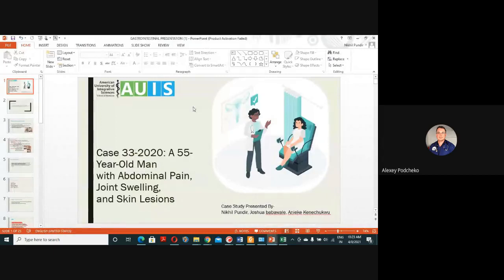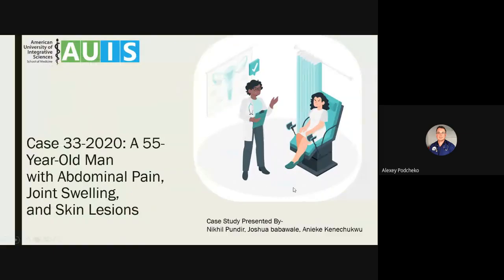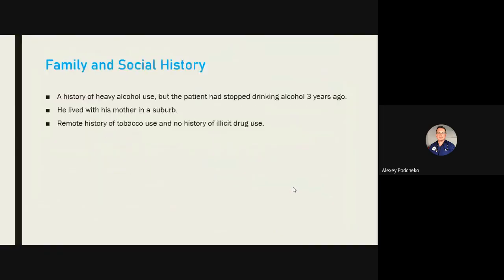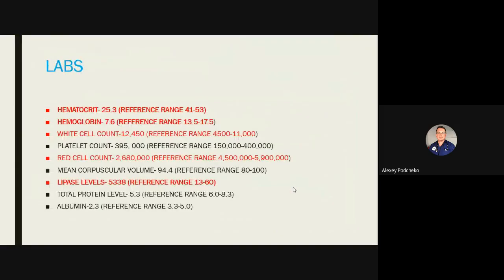So that was a case of Nikhil, Joshua, and Aniki on the patient with strange type of pancreatitis. So the first question is coming from my side. Would you be so kind, guys, to show me the lab values of this patient, specifically what related to red blood cells? Would you explain what kind of anemia this patient has and what the reason for this anemia is, based on what we learned?